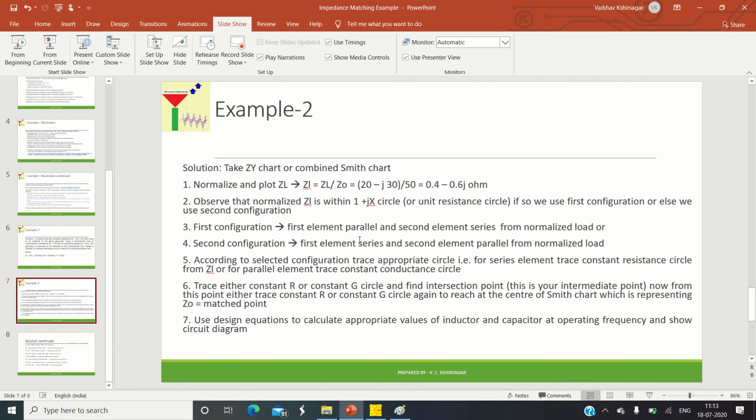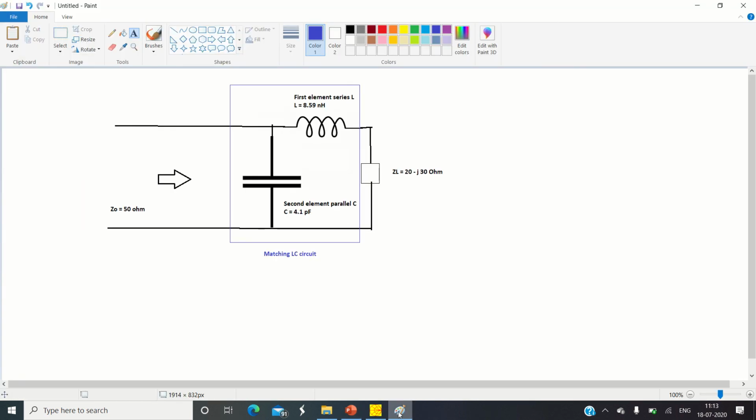Please remember what we revised, that if we observe this particular circuit, both elements should be different. If one is an inductor, the other has to be a capacitor, and vice versa. You should not put both inductors or both capacitors, right? Otherwise it will not be a matching circuit. The name itself indicates it is an LC matching circuit, so it contains at least two different elements. One is an inductor, another is a capacitor, and vice versa.